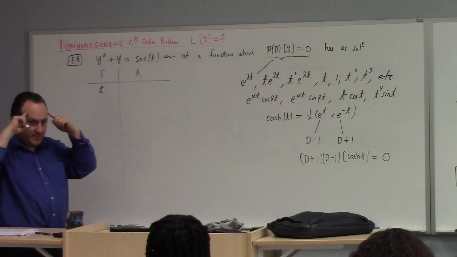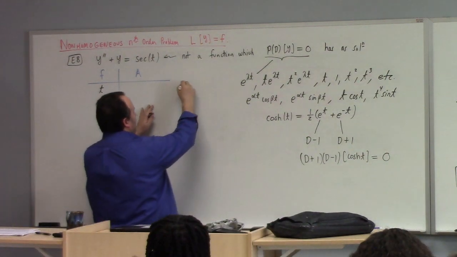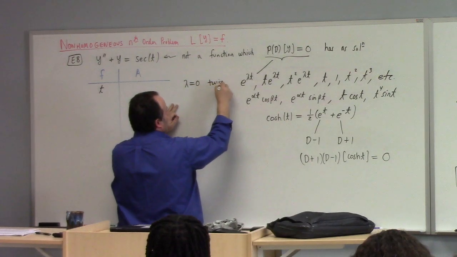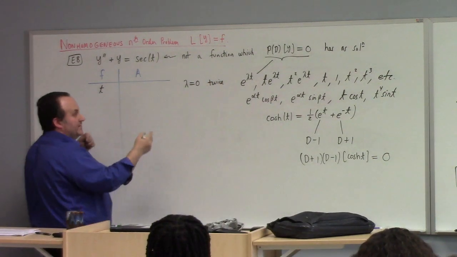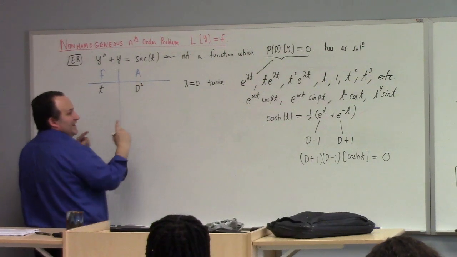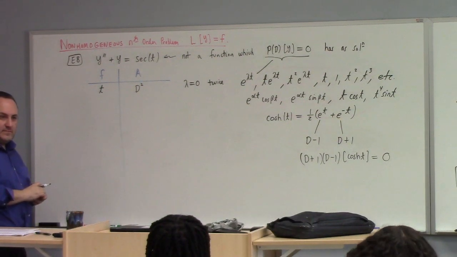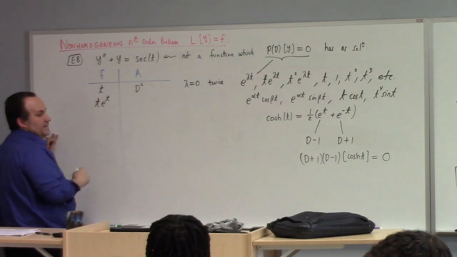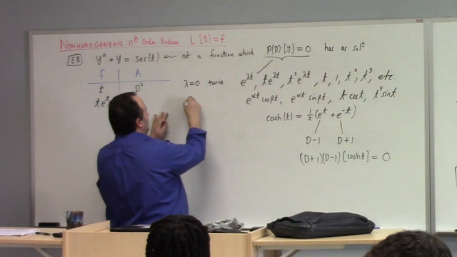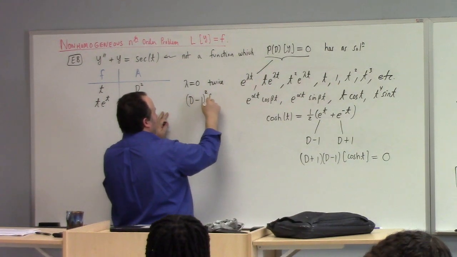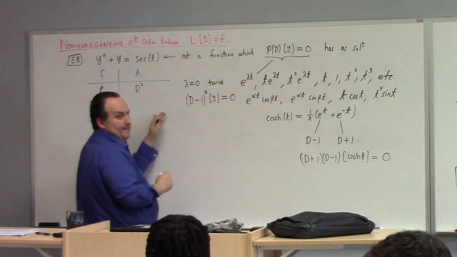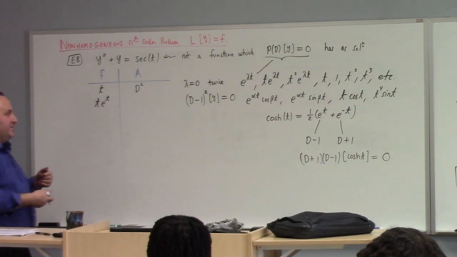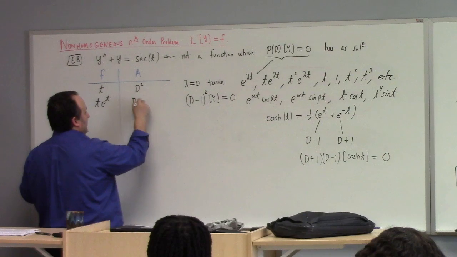If I want to find the annihilator for, say, t, think about this. Where did t come from? t came from lambda equals 0, not once, but twice. In other words, it came from the D squared y equals 0 equation. If we had t e to the t, that came from D minus 1 squared acting on y equals 0, from lambda equals 1 repeated. So my annihilator is D minus 1 squared.